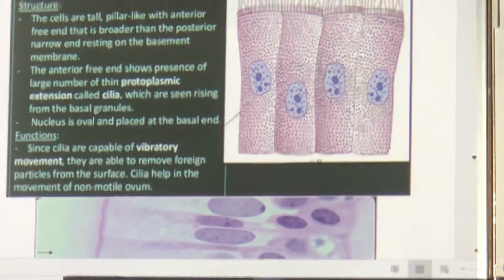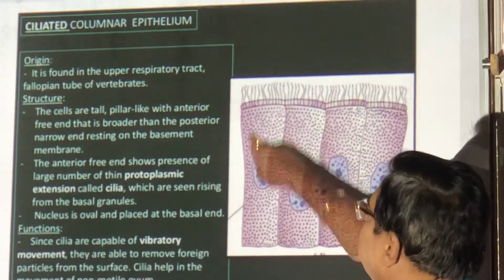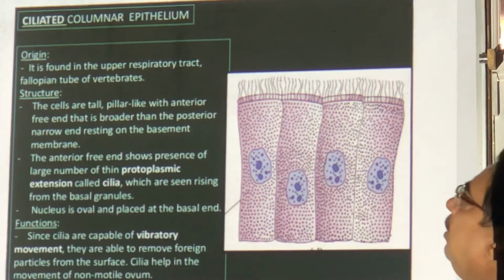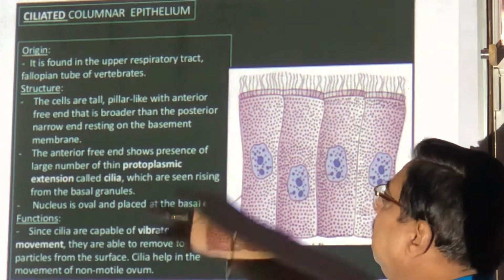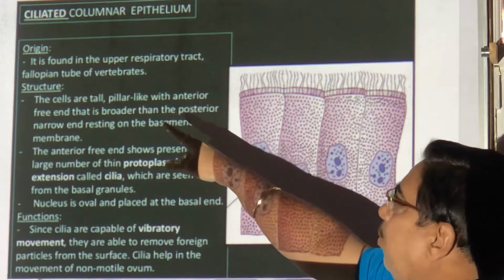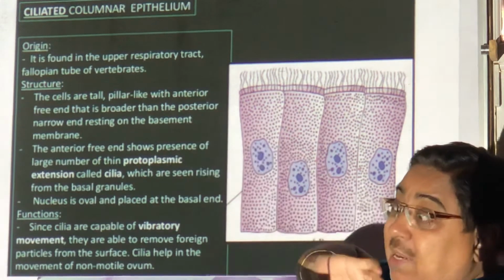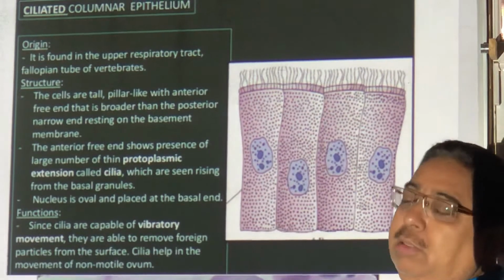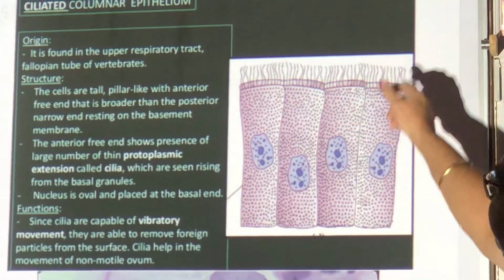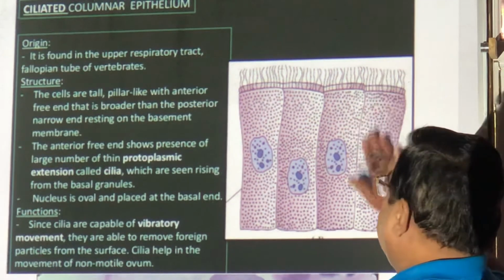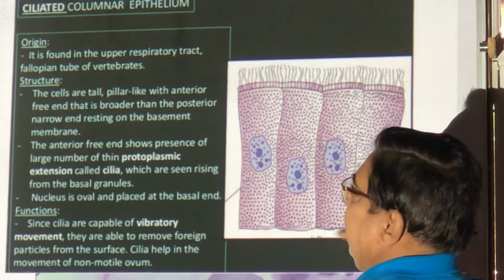Ciliated columnar. You see, these are cilia. This is columnar, this is cilia. It is found in your respiratory tract, nose, esophagus, everywhere. Okay? And the fallopian tube, so that the egg can go into the uterus. Okay? Cells are tall and pillar-like. This is the free end, anterior, this is stuck on a basement membrane.